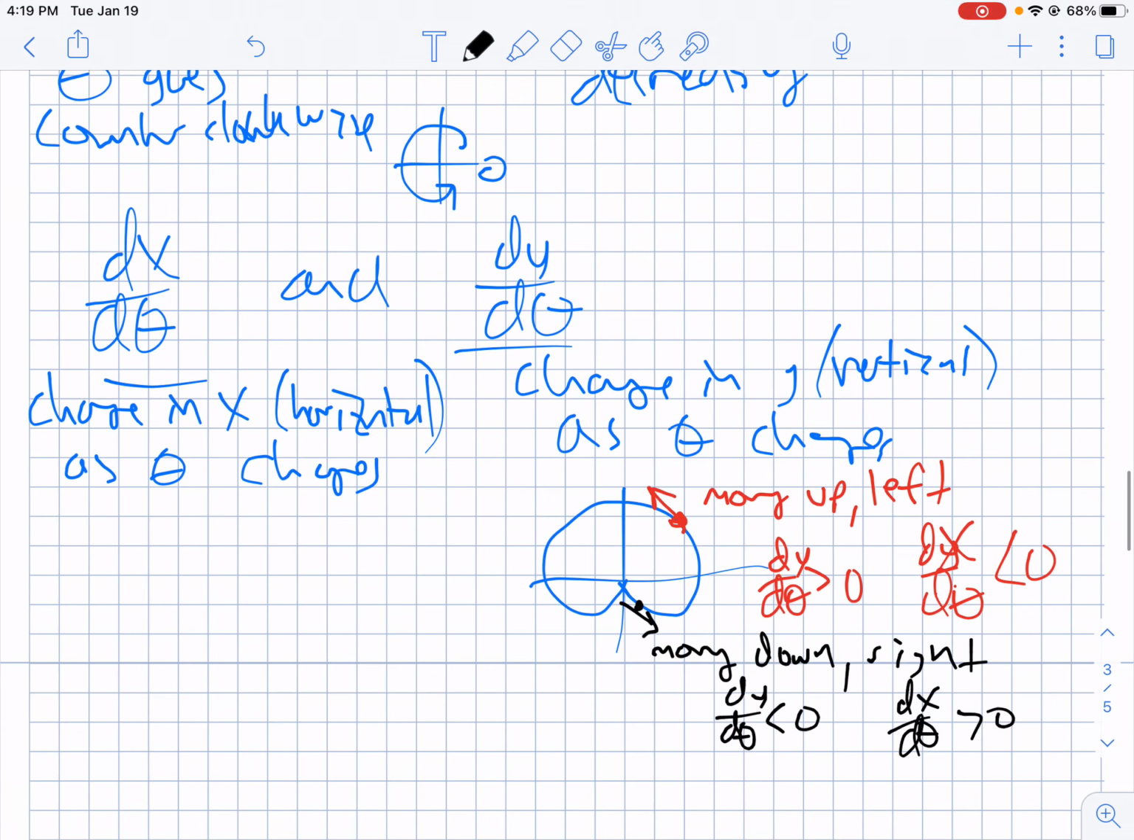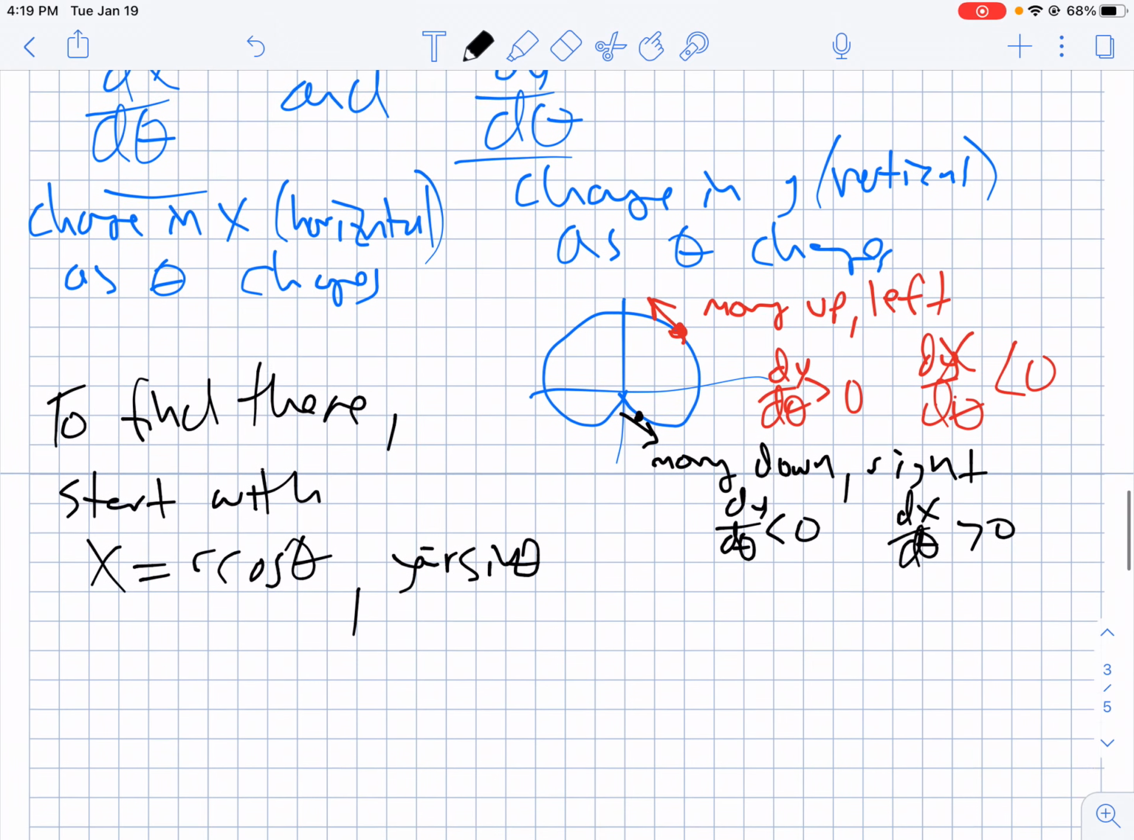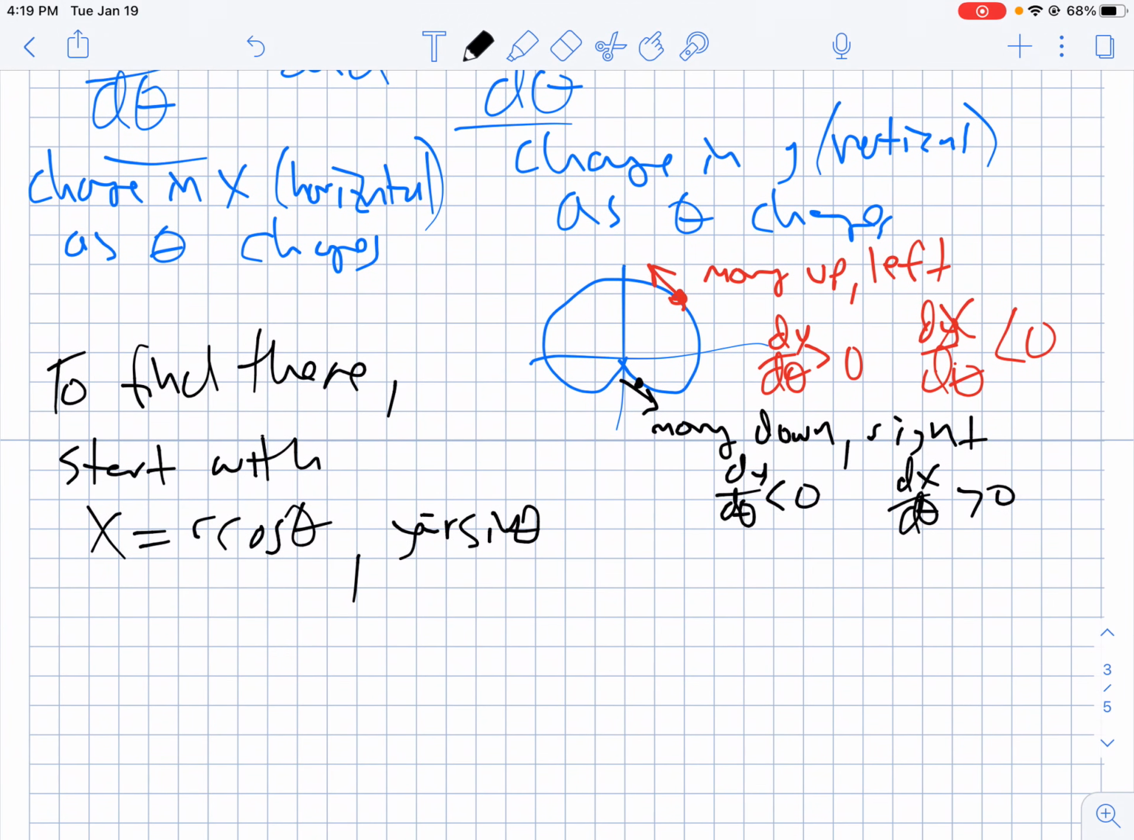So to find these, we're going to start with the equations that we came up with in the last video: x equals r cos theta and y equals r sine theta. And then we'll take a derivative. So let's give just a quick example here. Suppose we have r equals 3 cosine of theta, and I'm going to ask you to find dx d theta and dy d theta.